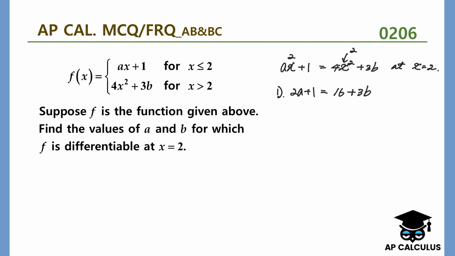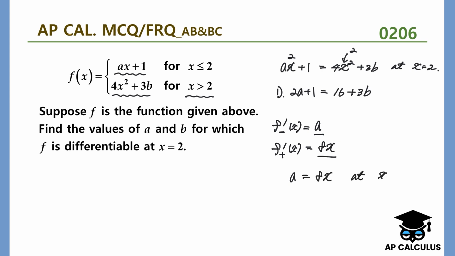So let's write the left-hand derivative. F prime from the left-hand side is equal to the derivative of this, which is a. The derivative from the right-hand side, since x is greater than 2 here, f prime x from the right-hand side is equal to the derivative of this, 8x. So these two must be equal to each other. A must be equal to 8x at x equal 2. So if x is 2, a is equal to 16.